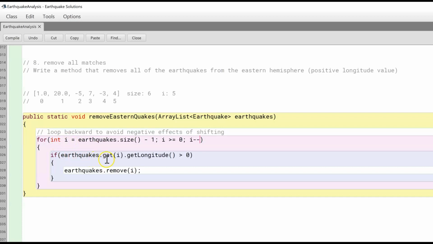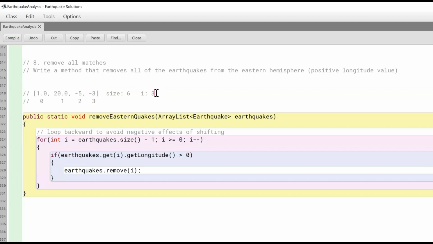So for each of these earthquakes that I get, if its longitude is bigger than 0, if it's positive, I'm going to remove it. So what happens is, let's say i is 5, 4 is a positive longitude, so this one gets deleted, and then the 5 goes away. i becomes 4. This one is not deleted because it's negative, so i becomes 3. This one is positive, so this one moves. And note that in the 3 index, the -3 is here again. That was one we already checked last time.